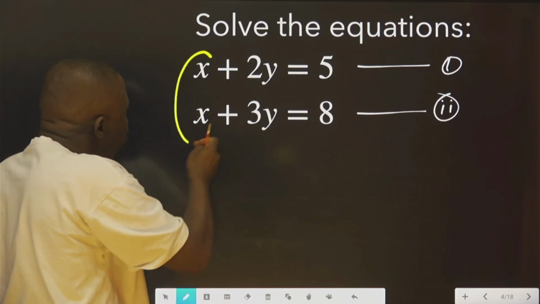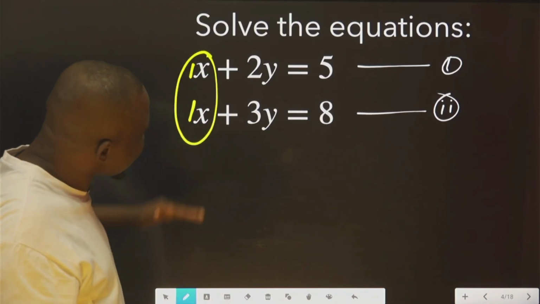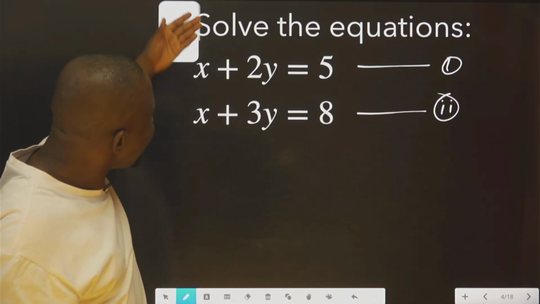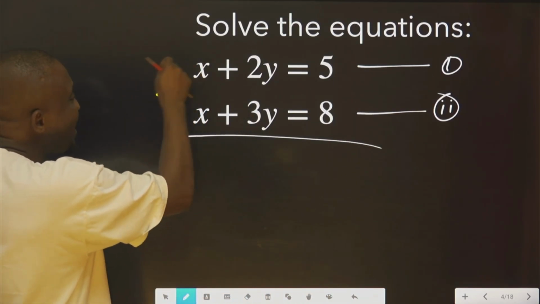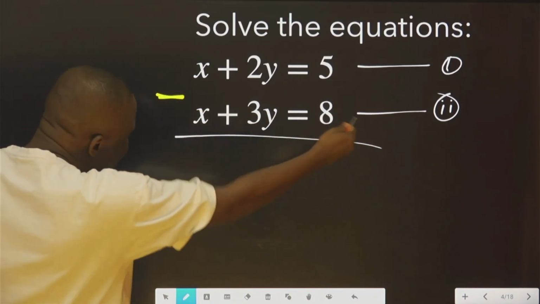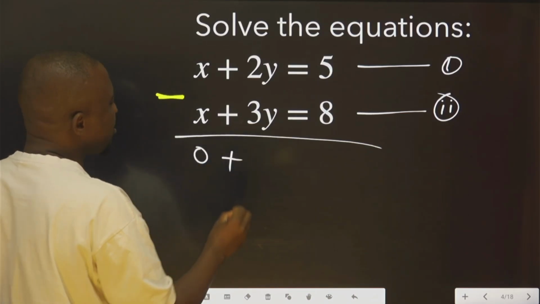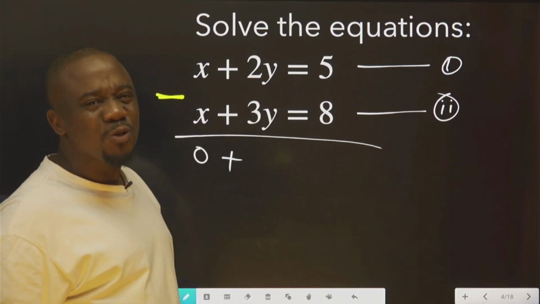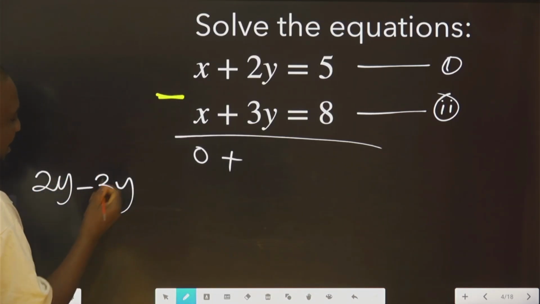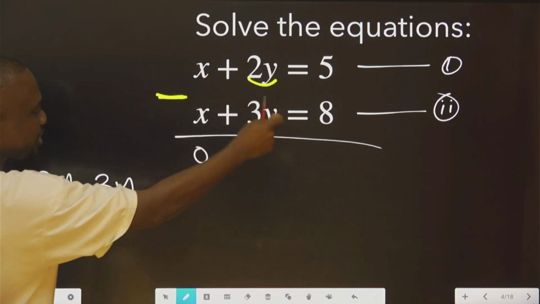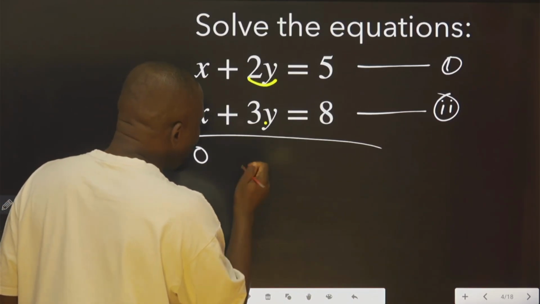As you can see, they have uniform coefficient for elimination. Because the coefficient of x in this is 1 and the coefficient of x in this is 1. They are the same, uniform coefficient. So very easy to solve. All you have to do, you simply say this equation minus this equation. You agree with me? x minus x will give us 0. Then 2y minus 3y will give us minus y. So here we should put minus y.